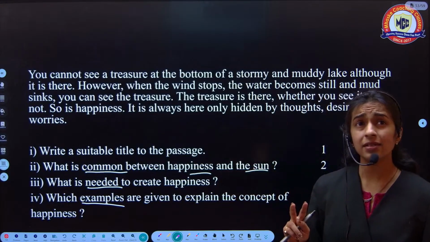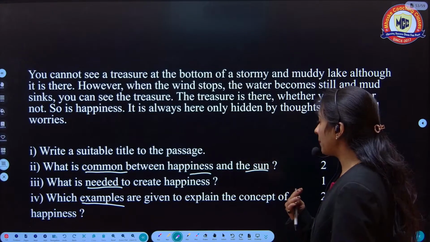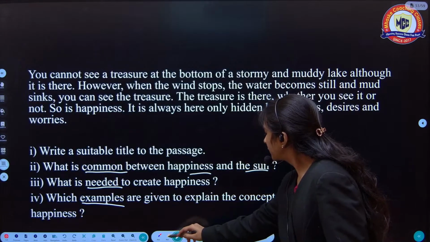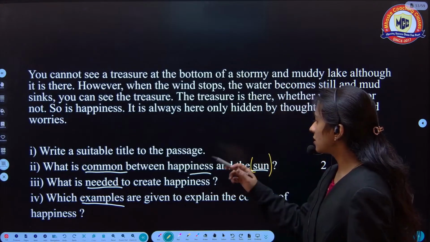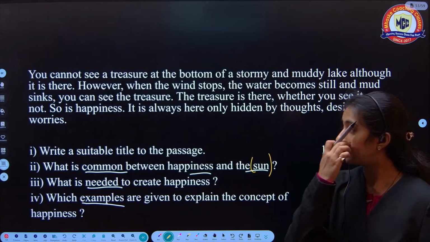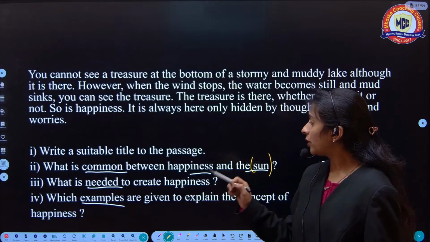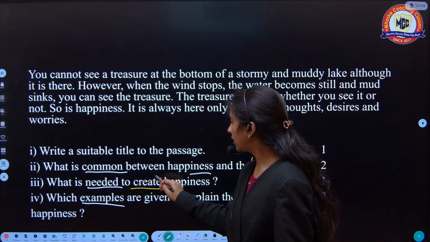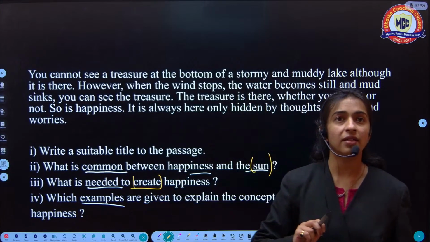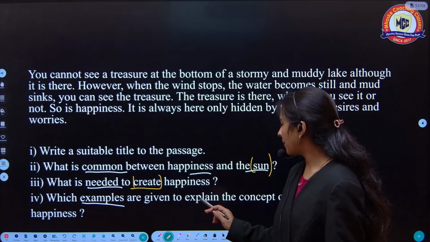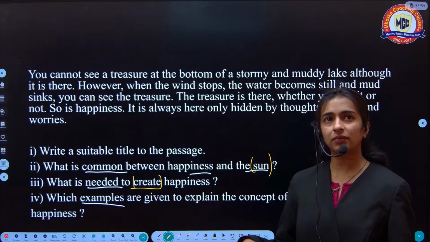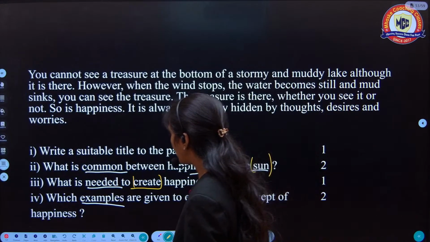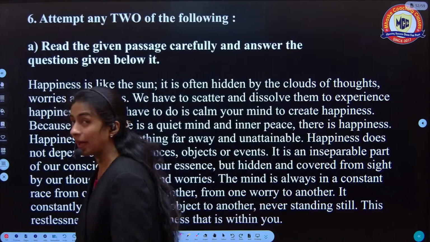Then second is, what is common between happiness and sun? So whenever you find the word sun in the passage, you will think about what is common between them. Then, what is needed to create happiness? Whenever you find the word create, you'll get the answer, and examples you will come to know when you are reading the passage. Okay, now let's move back and read the passage.